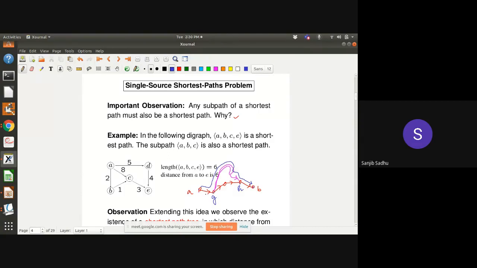So that means if A to B is the shortest path between A and B, then any subpath, meaning the two vertices that lie along this path, say G and H, or suppose this is I and H, will also be the shortest path.